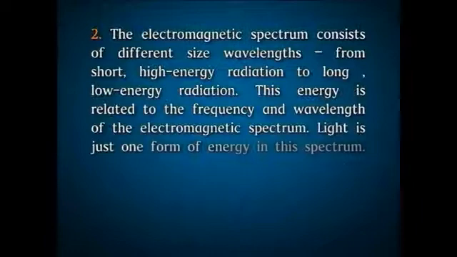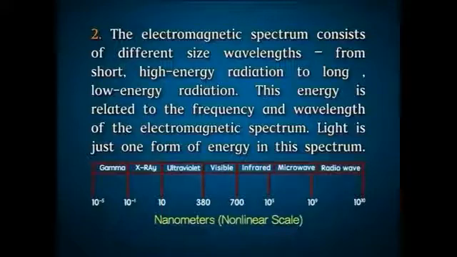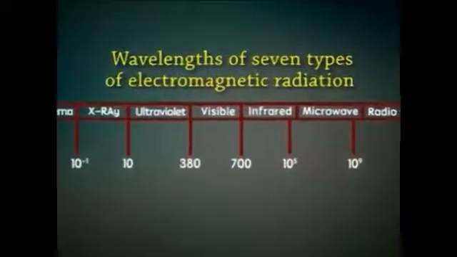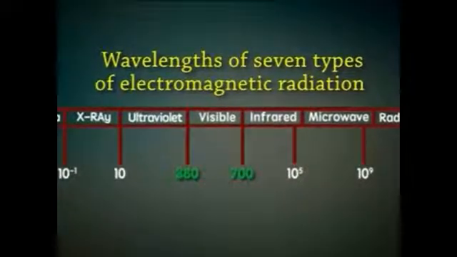Second, the electromagnetic spectrum consists of different size wavelengths from short, high energy radiation to long, low energy radiation. This energy is related to the frequency and wavelength of the electromagnetic spectrum. Light is just one form of energy in this spectrum. The visible region from approximately 380 to 700 nanometers is the area seen by the human eye. The shortest wavelength corresponds to the color violet and the longest to the color red. White light is a continuous spectrum of wavelengths.